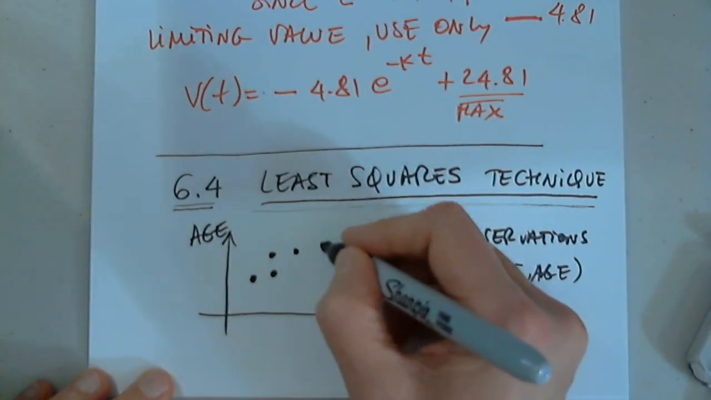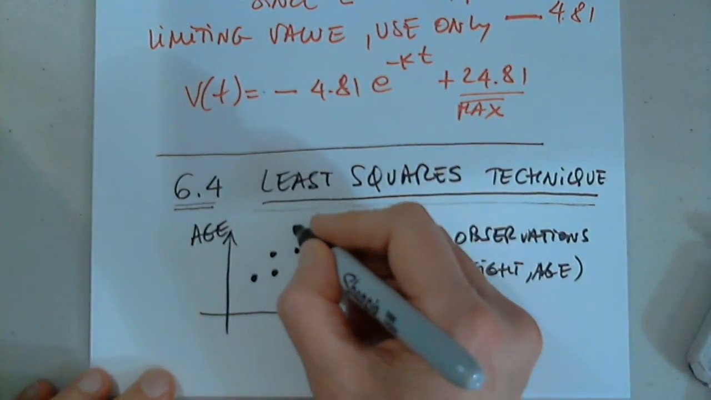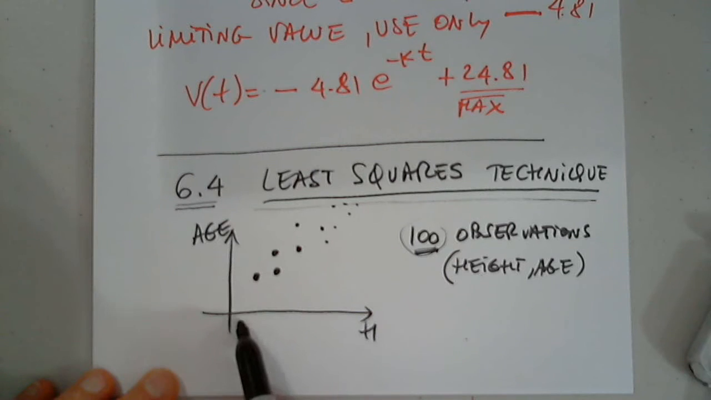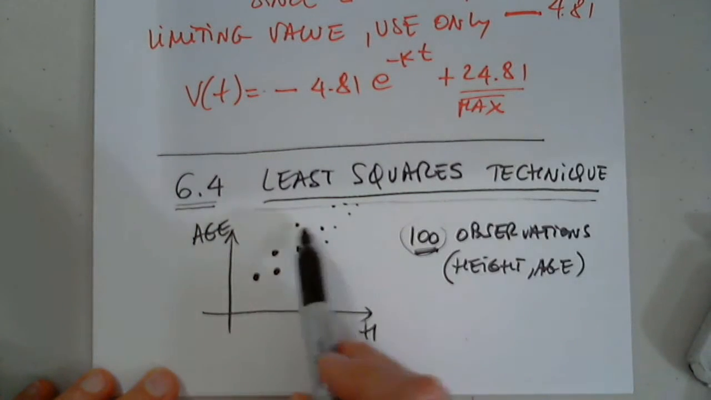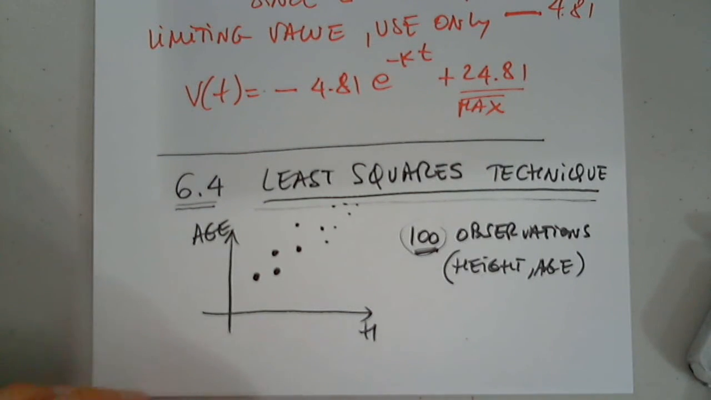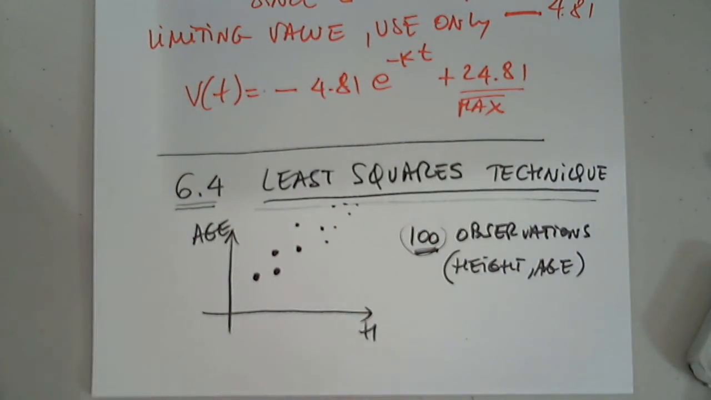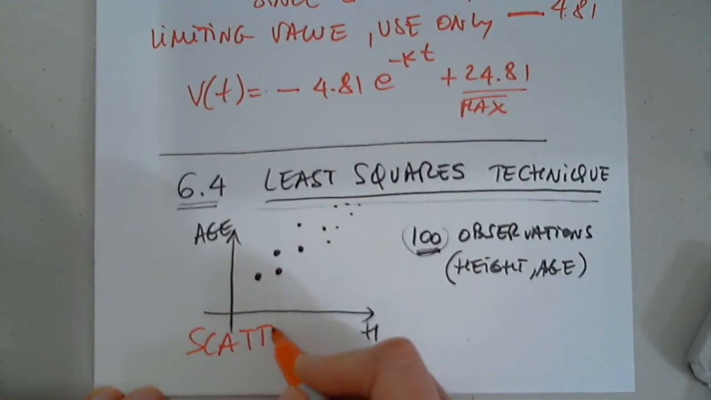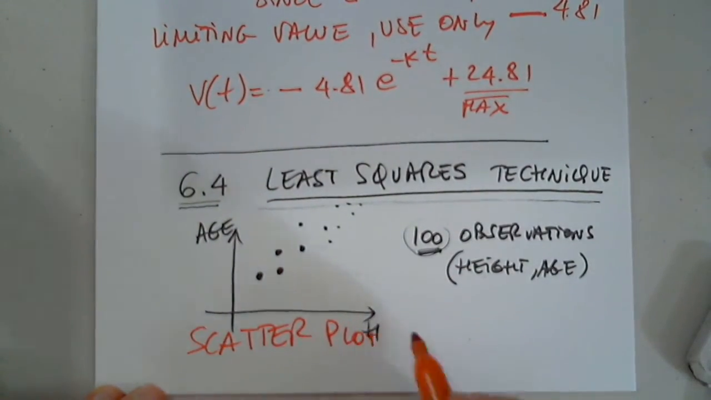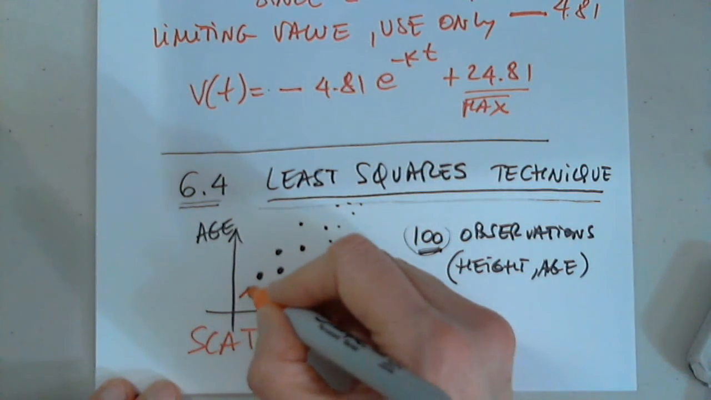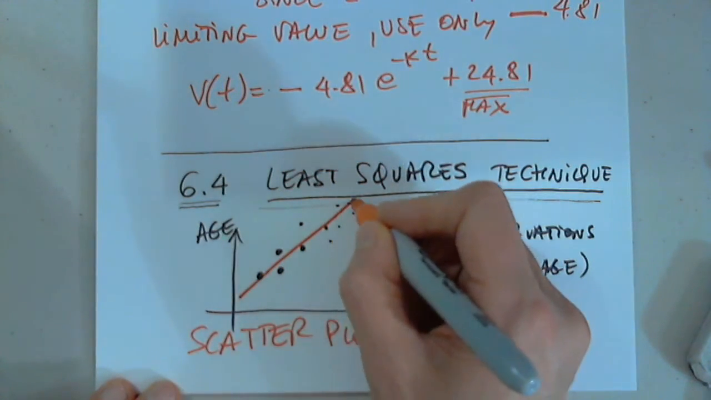Let's say somebody else is here, somebody else is here, and so on, till I have 100 points. X is the height, Y is the age. So this is one person, this is another person, this is another person. After I plot a scatter plot, this is called a scatter plot, I realize that there is a way of determining a trend.